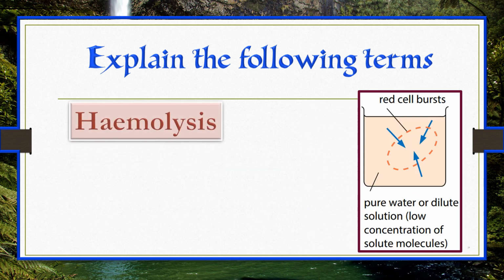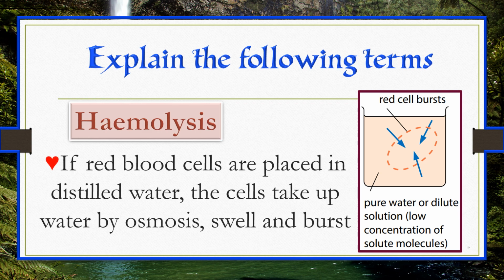Hemolysis. If red blood cells are placed in distilled water, the cells take up water by osmosis. They swell and they end up bursting. That process is what we call hemolysis.